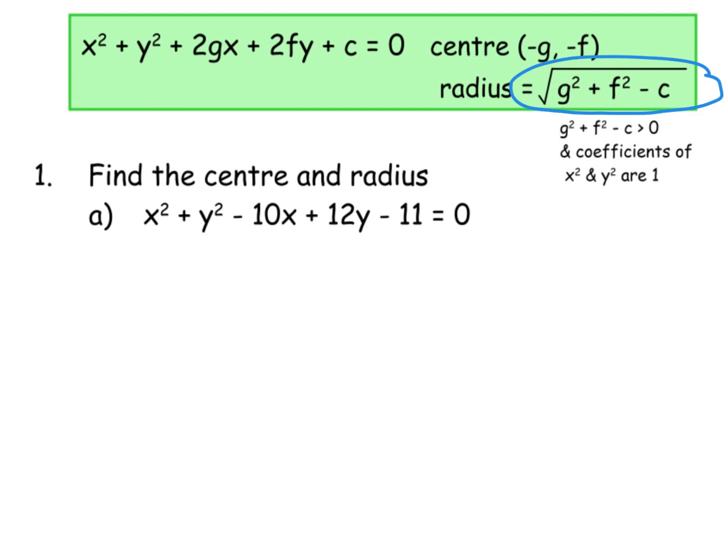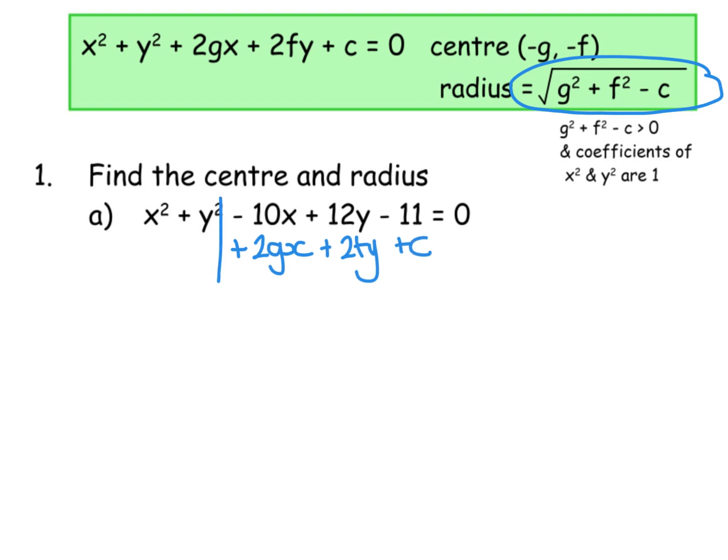There can't be any numbers in front of the x squared. So here is an example. We have to find the centre and the radius. So what we do is, you look at your equation, it's actually got a plus 2gx here. And it's got a plus 2fy under this bit. And it's got a plus c here.